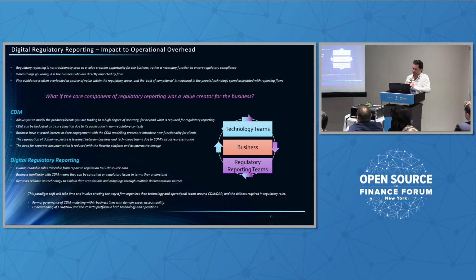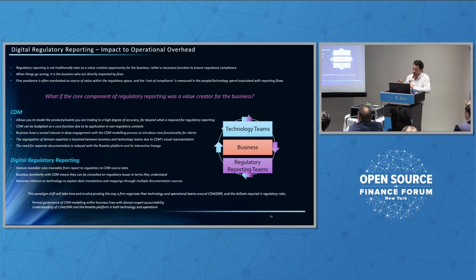The cost of compliance is really measured in the people and technology spend associated with reg reporting flows. So is it possible to do it cheaper, but also to do it better? Well, what if the core component of regulatory reporting was also a value creator for the business, which is where CDM comes in?